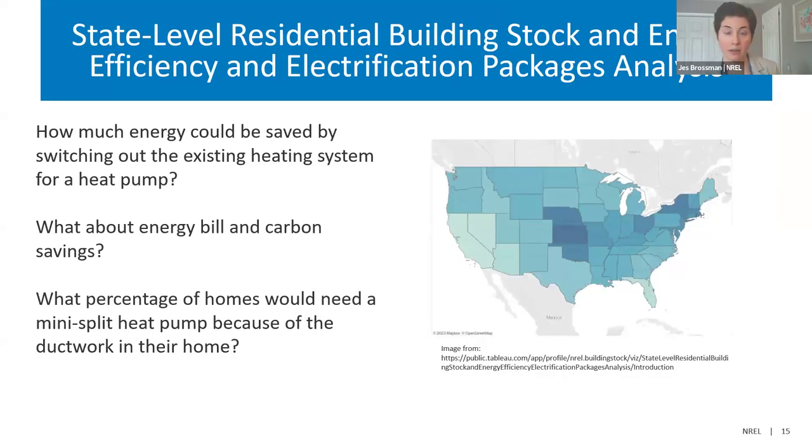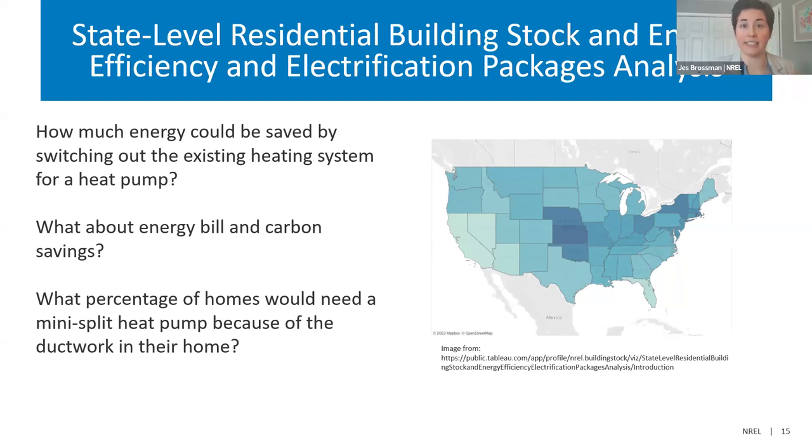Okay, now we're about to head into the demonstration portion of our webinar today. We'll be going through two examples. The first is what we in short call the state dashboard. The full name is the State Level Residential Building Stock and Energy Efficiency and Electrification Package Analysis Dashboard. We'll be going through a multi-step problem, where we'll be talking about how much money could be saved through a heat pump. We'll also quickly look at energy bill and carbon savings. But as you know, not all homes can just have a heat pump. Some need a mini split heat pump due to the availability of ductwork in the home. So we'll look at that as well.